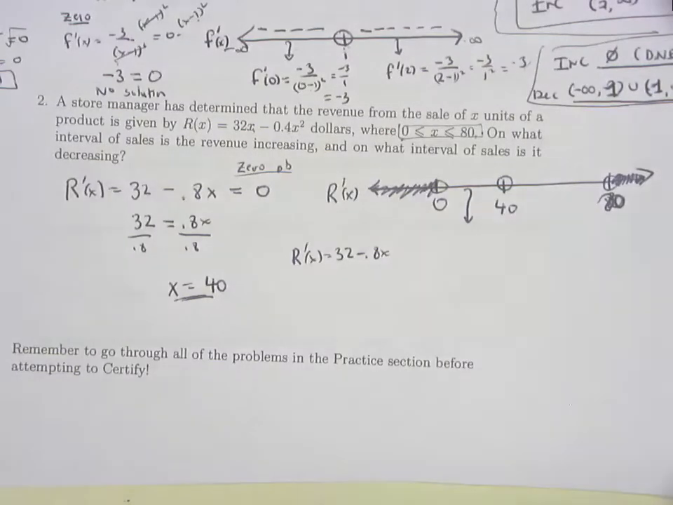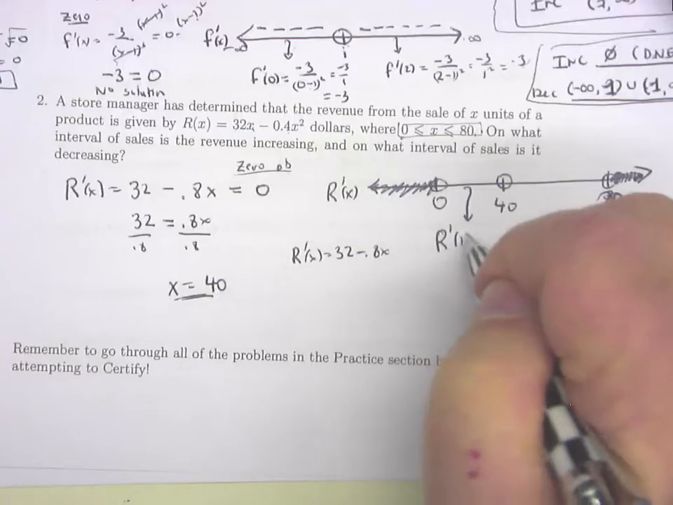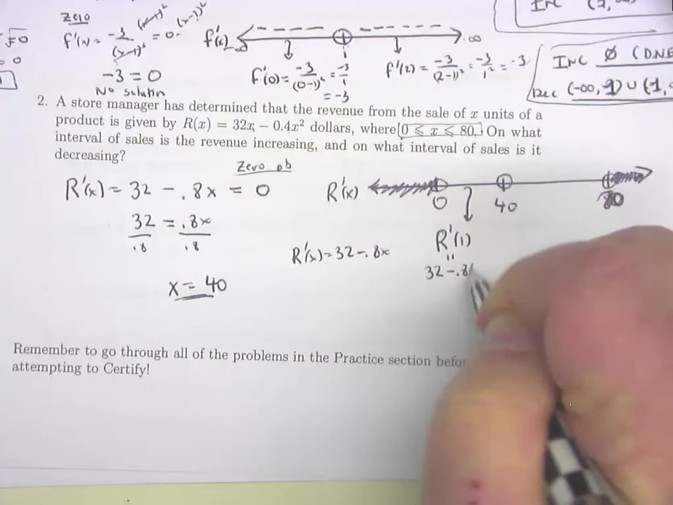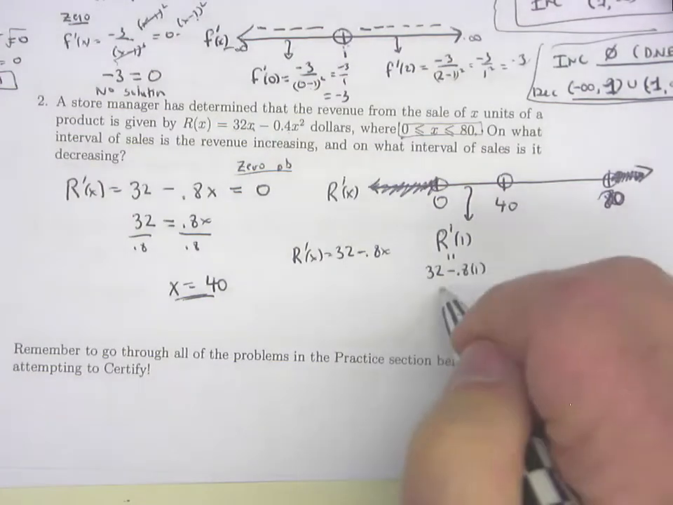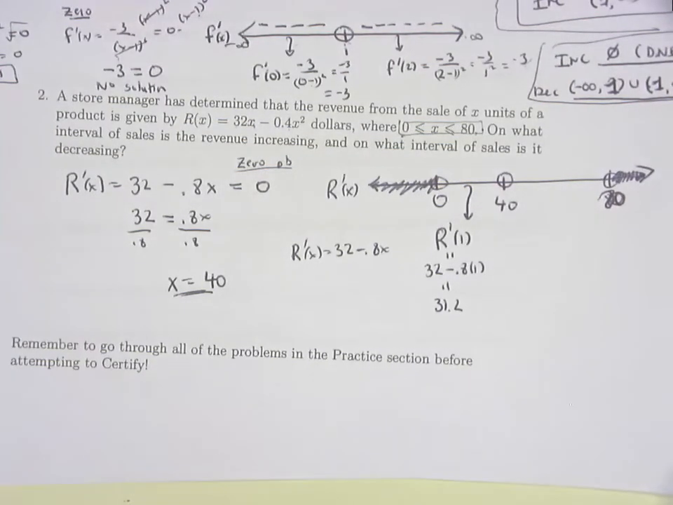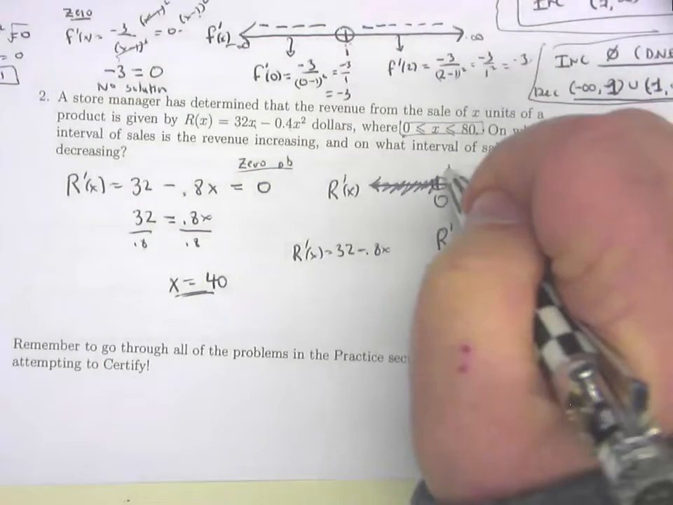There you go, good 1, fine. So this would be r prime of 1. This would be 32 minus 0.8 times 1. Well, 0.8 times 1 is 0.8. 32 minus 0.8 is going to be 31.2. You chose 1. All right? Don't care what the number is. What's the sign of it? It's positive, so everybody in that interval is positive.